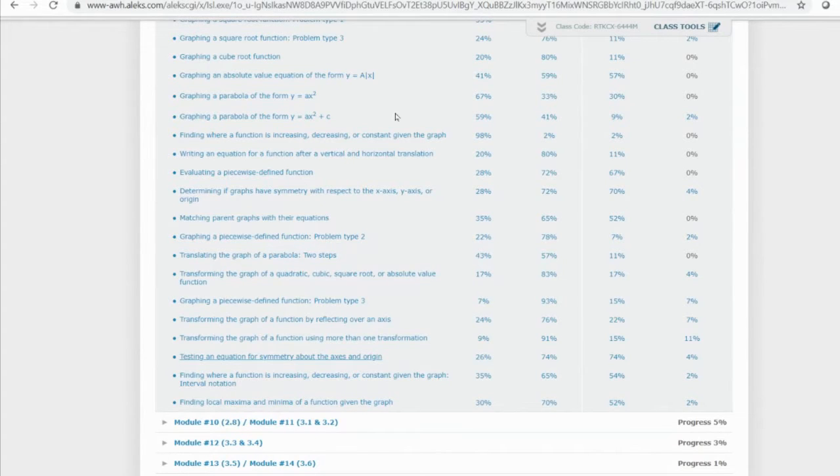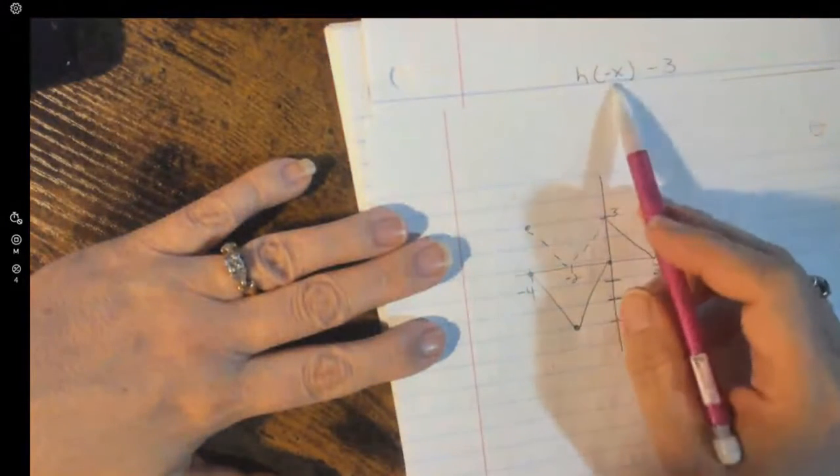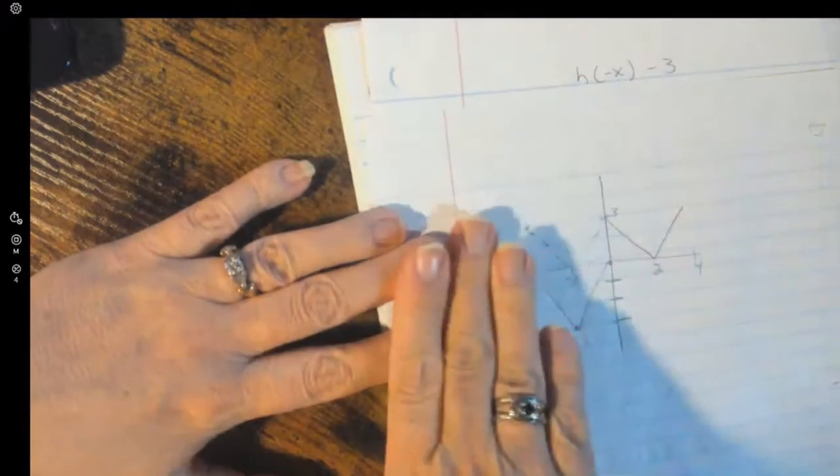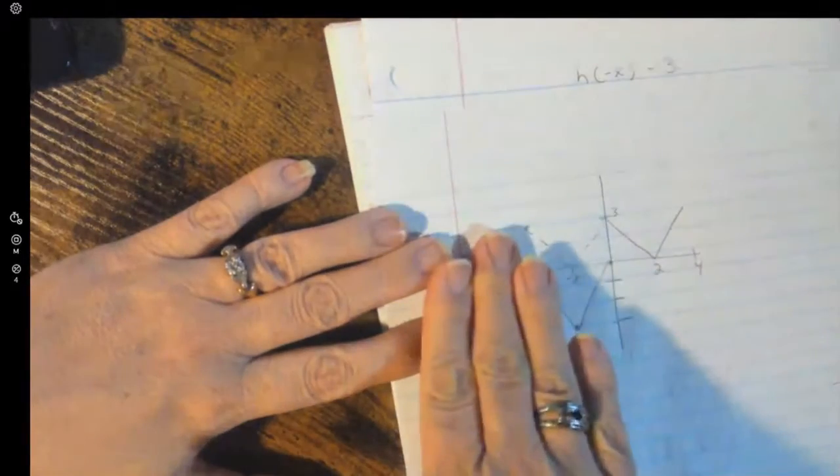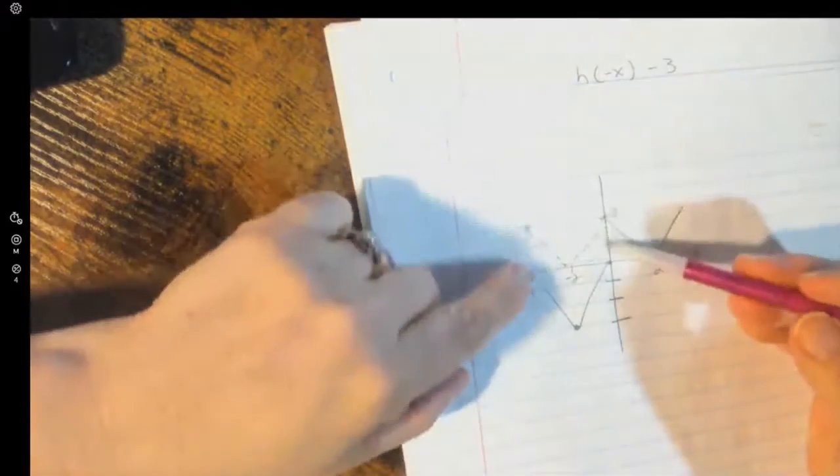Move each point down 1, 2. I guess I didn't put what this was. We'll make it 3. So if we have the -x, it flips it on the y. And then you have to move down 3.